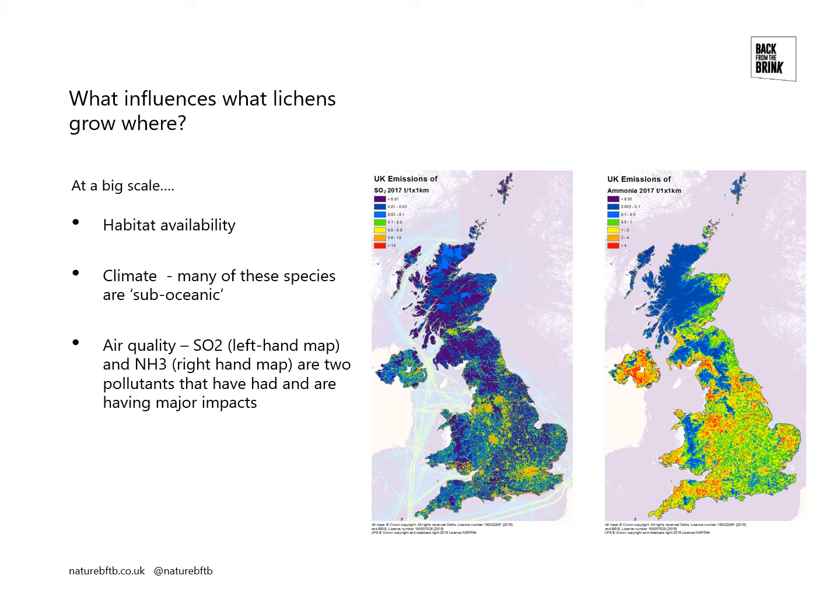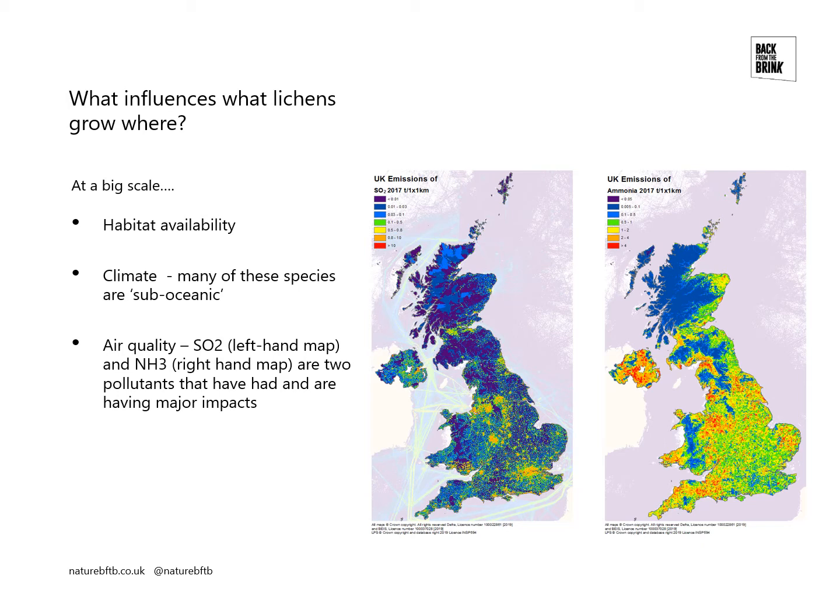And air quality has been a major driver in lichen distributions for the past couple of hundred years. We have things like sulfur dioxide pollution, the map on the left here, which has basically wiped out loads of sensitive lichen species from much of England since the Industrial Revolution. So species like the lungwort lichens, for example.